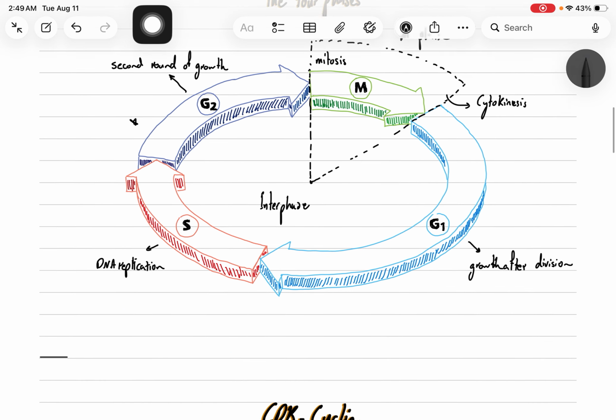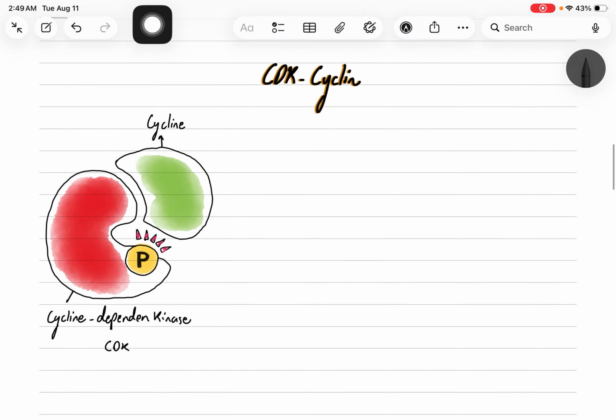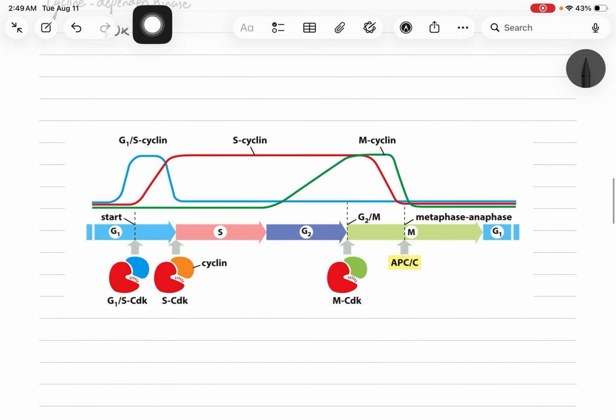Now, what actually drives a cell through these phases? Cyclin-dependent kinases, or CDKs. Here's the key detail the MCAT loves to test. CDK levels stay constant throughout the entire cell cycle. What changes is their activity, and that's controlled by cyclins. As you can see here, this is the cyclin, and this is the CDK. This is the active one. I'm going to go over it in the next graph.